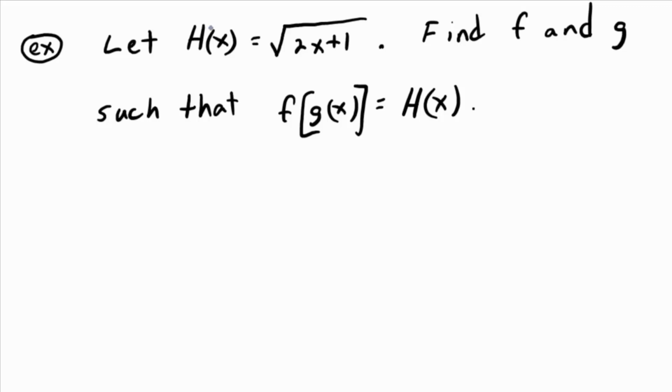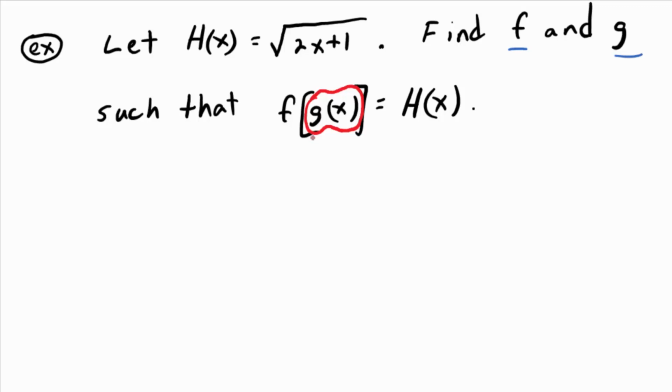In this example, capital H of x is equal to the square root of 2x plus 1. And you're asked to find an f and a g such that when you compose f and g, you take f of g of x, in other words, you get h of x. So the key here is to identify the grouping symbol whenever possible. And then the function inside the grouping symbol is going to correspond to your inner function in the composition notation. So you want to identify the inner function first, g of x, and that's going to correspond to the formula that's inside the grouping symbol.